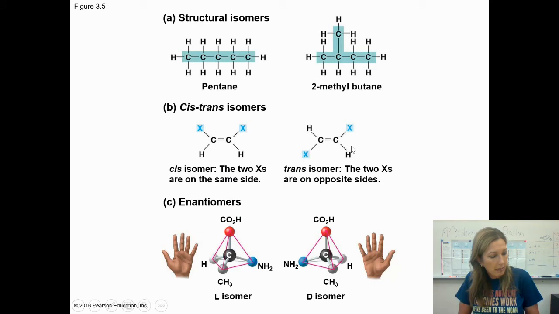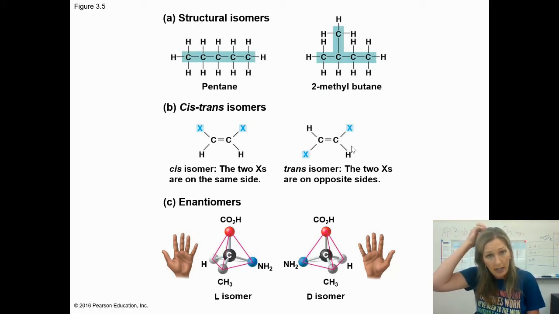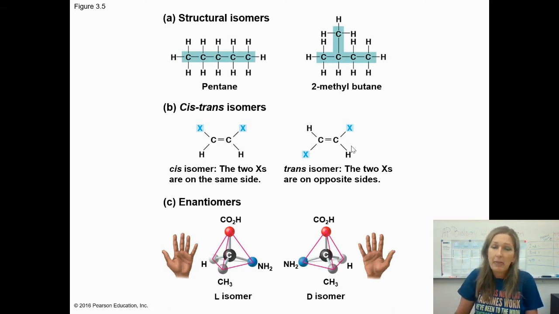When we talk about macromolecules or organic chemistry, we have to understand that there are lots of different ways that the same type of atom can be put together. For example, here I've got pentane and 2-methylbutane. If I wrote out the chemical formula for these, this would be C5H12. This would also be C5H12.